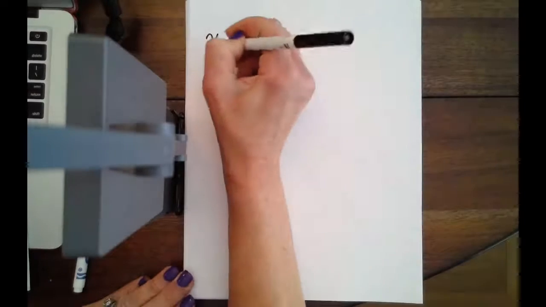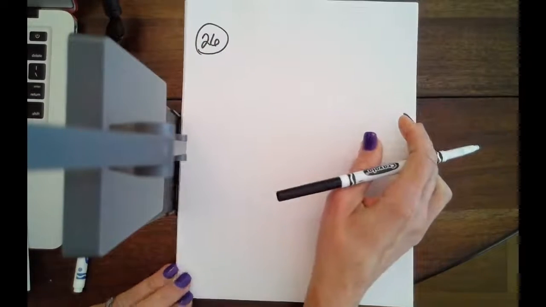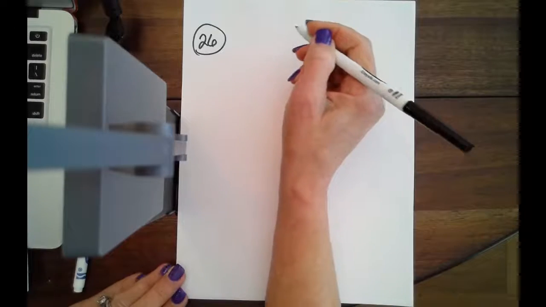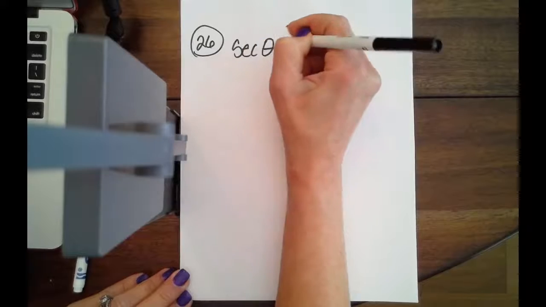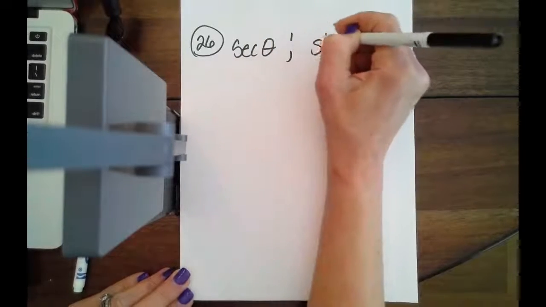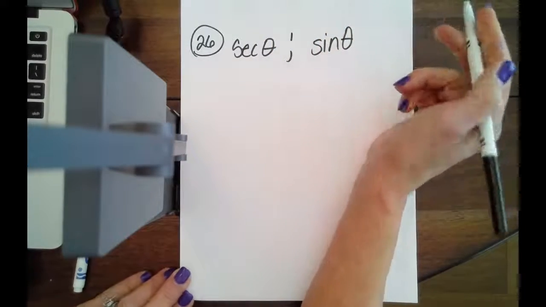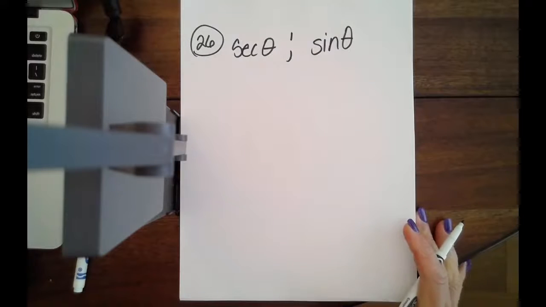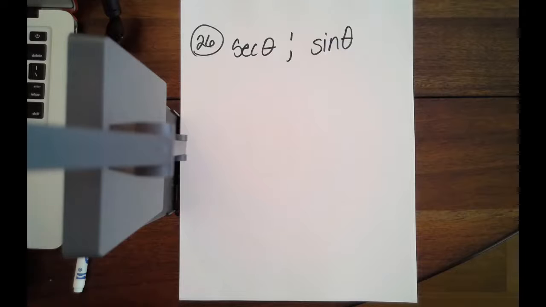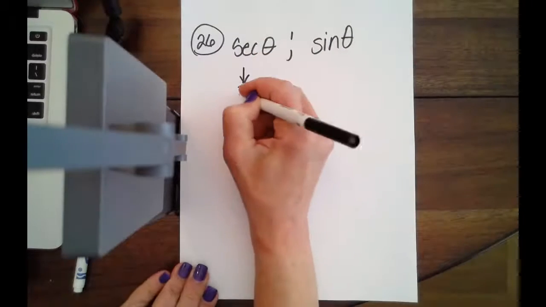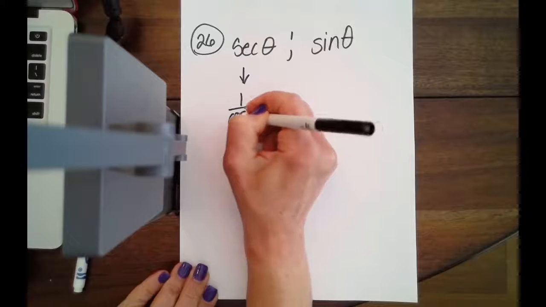Alright, number 26 on your highlighted Verifying Trig Identities homework. Secant of theta in terms of sine of theta. Okay, so we need to make a connection here, and once things can be put in terms of cosine and sine, you're guaranteed that you're going to be able to get somewhere with the Pythagorean identity. So I am going to convert this to 1 over cosine of theta.